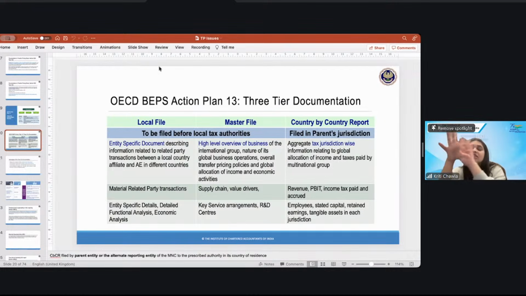So this is what they're really trying to do, and all this is possible with the help of something called tax information exchange agreements, TIEA. Also exchange of information, Article 26, that is provided in the tax treaties itself. Also with these agreements.